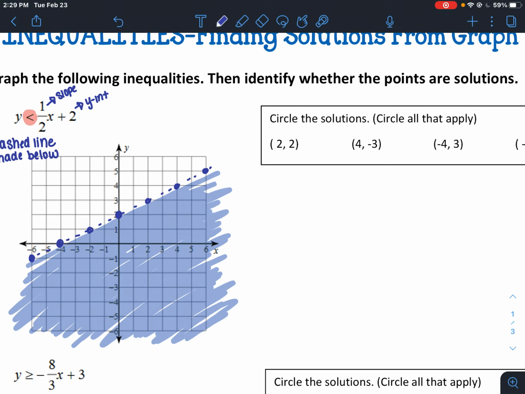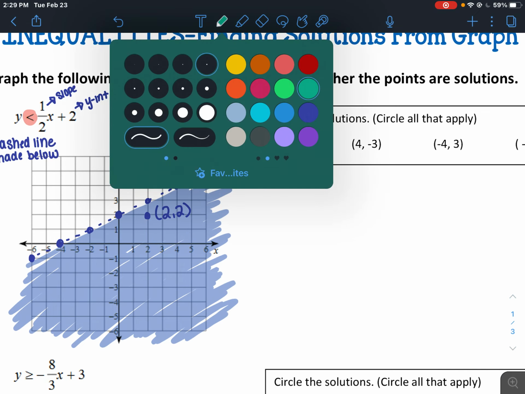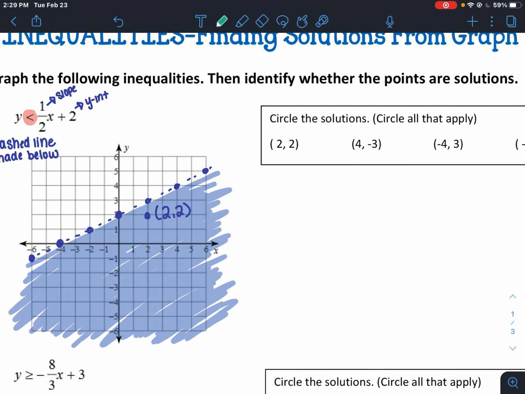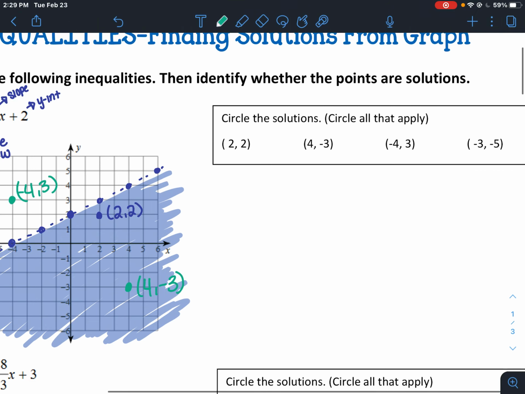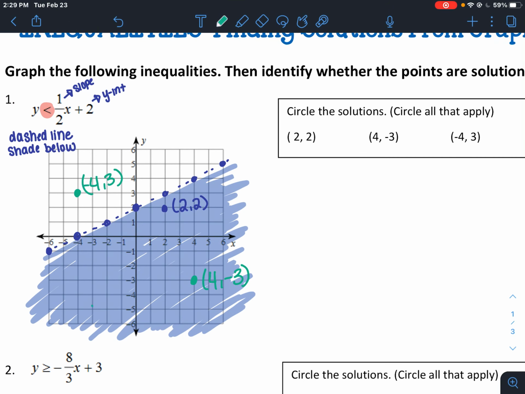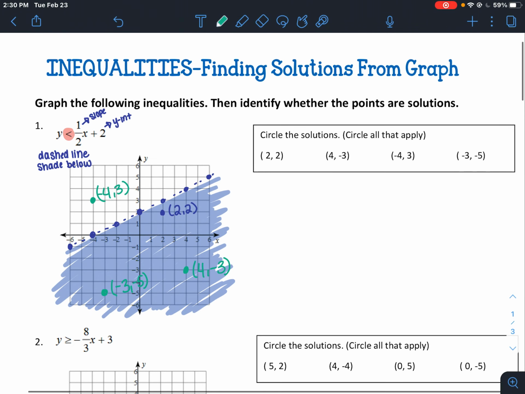So for this first one, (2, 2), that is right here. (4, -3), so over 4, down 3. (-4, 3), so -4, up 3. And (-3, -5). Me changing colors meant nothing, so don't get tripped up. Oh, that was a pretty bad color to put on that shaded region. Oh well, we can kind of see where it is.